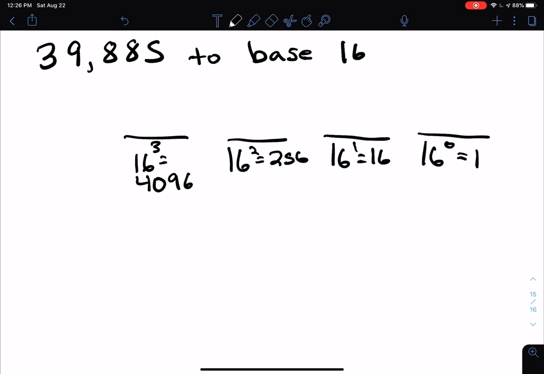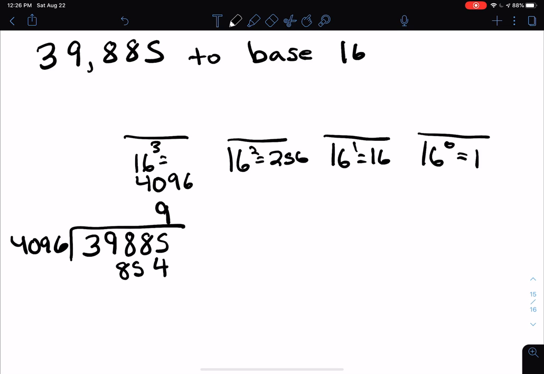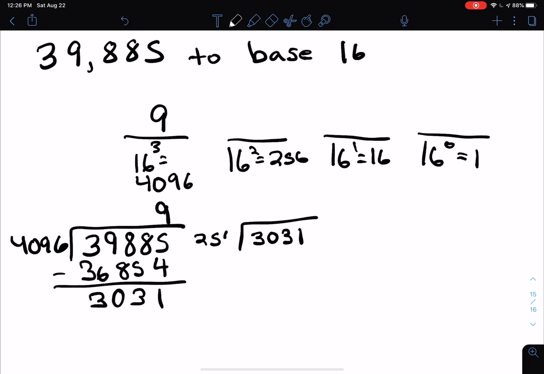All right, so we're going to take 39,885 and divide by 4096 to start. We're going to need a 9. Okay, so far so good. Then we're going to be doing 3031 divided by 256.